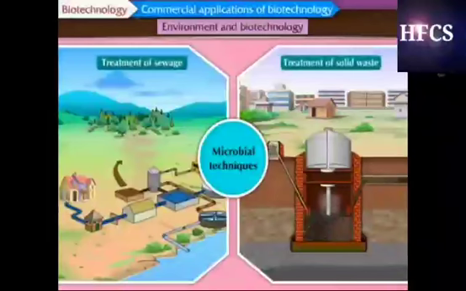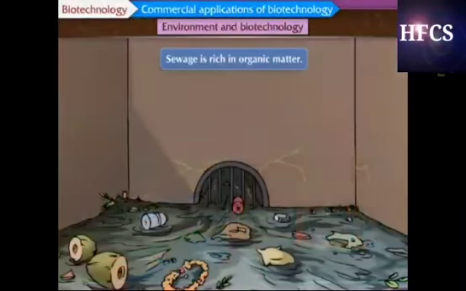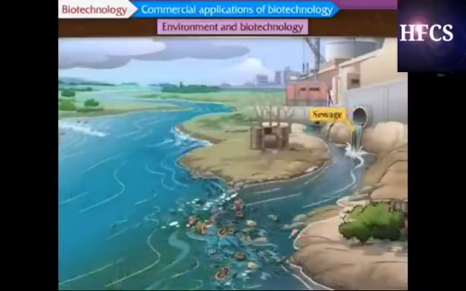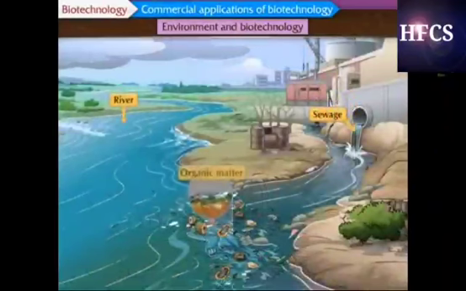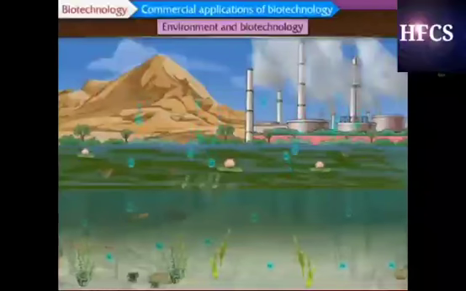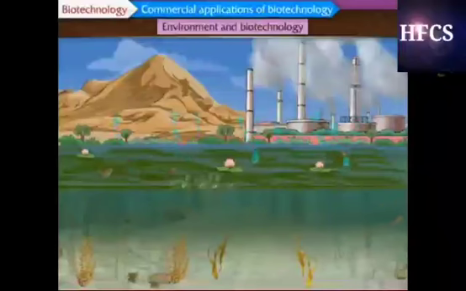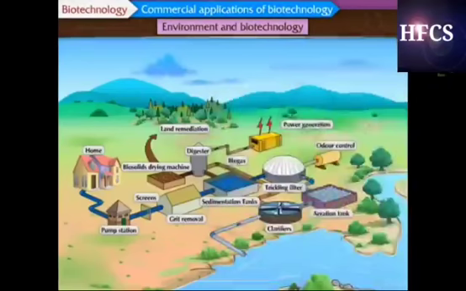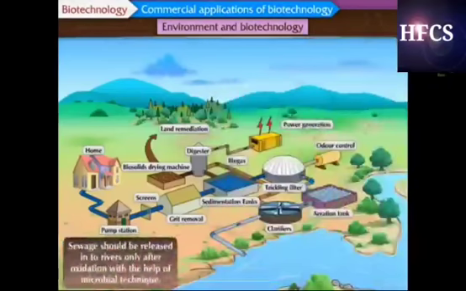Sewage is rich in organic matter. If such sewage is released into natural water bodies like rivers, the organic matter in it gets oxidized with the help of dissolved oxygen. Due to this, the level of dissolved oxygen in water decreases, adversely affecting aquatic life. As a remedy, sewage should be released into rivers only after oxidation with the help of microbial technique.